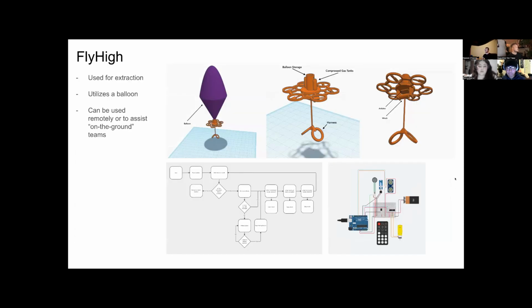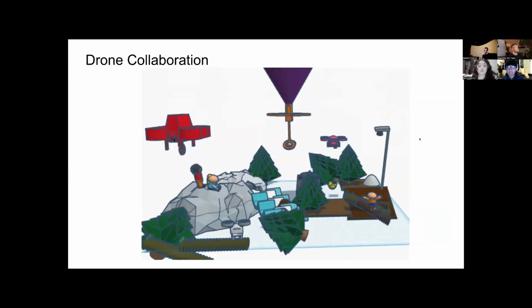Great, so the FlyHigh is used for extraction. The circuitry here represents everything needed for the ultrasonic distance sensor, the servo motor, the force sensor, and the motor that represents the winch to deploy a balloon to provide extra lift when this is used to lift things that a group of people on their own can't lift. And I'll pass it off to Blanca to talk about the collaboration of the drones.